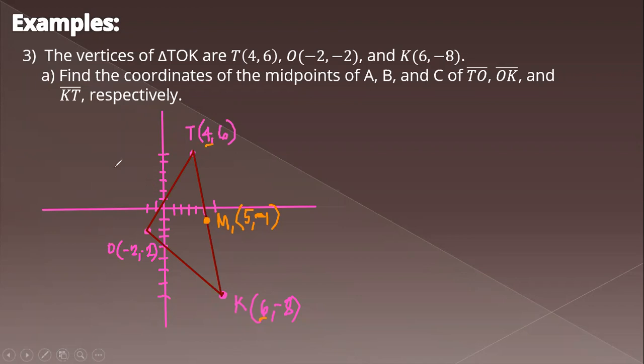Okay, midpoint of TO. So let us denote this as M2. Dito na lang natin ilagay. M2. We have 4 plus negative 2. That is positive 2 divided by 2. That is 1. We have here 6 plus negative 2. We have 4 divided by 2. That is 2. So TO is at 1, positive 2. Okay, that is the midpoint. Next.